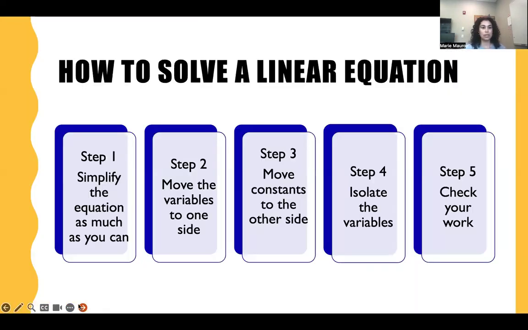So these are the steps on how we solve linear equations. Step number 1, we're going to simplify the equation as much as we can, and then we're going to move all the variables to one side, and then move the constants to the other side. Then we're going to isolate the variables, and once you get your answer, you're going to replug it back into the original formula to check your work.